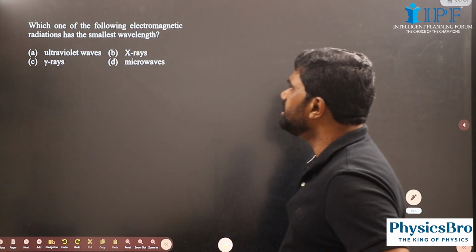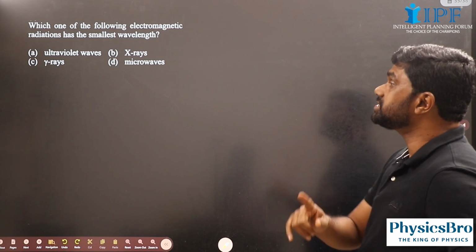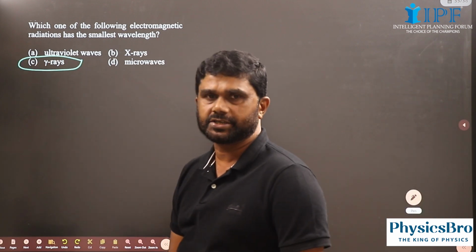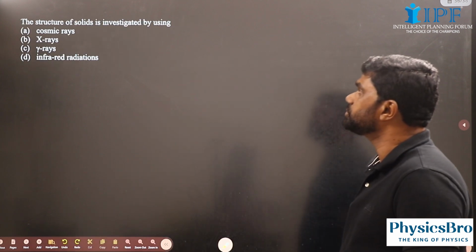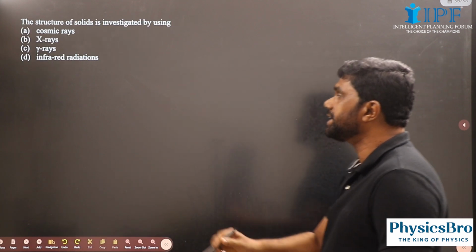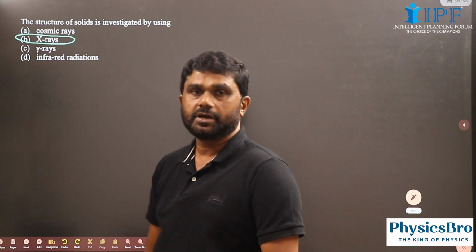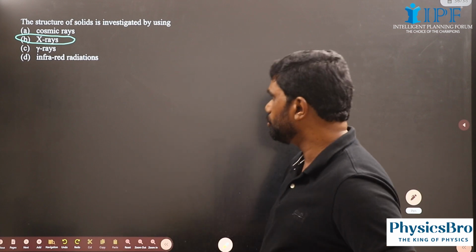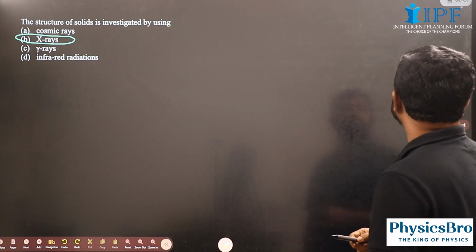Next, which one of the following electromagnetic radiations has the smallest wavelength? Gamma rays have the smallest wavelength. And now let's see what we have. The structure of solids is investigated by X-rays, because the wavelength of X-rays is comparable to the interatomic separation. So they are used to study the structure of solids.